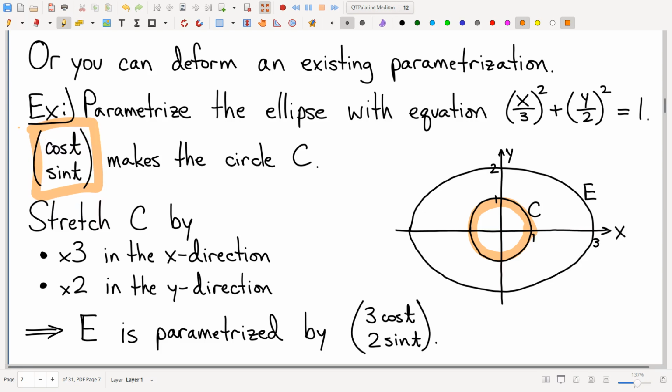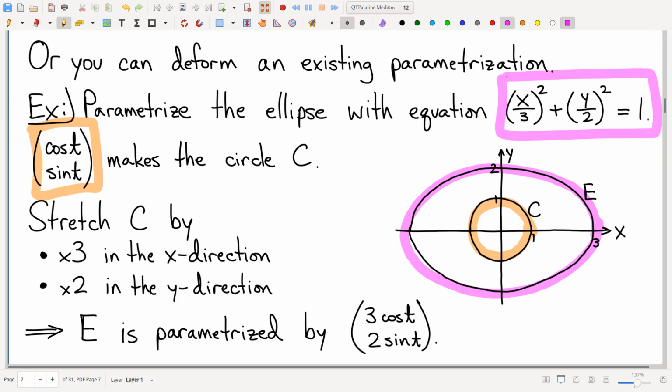So the question comes up, how do I parameterize the ellipse here? Specifically an ellipse with this equation. And again, high school algebra, centered at the origin, x radius 3, y radius 2. I hope you all remember all your high school algebra. How do I parameterize that ellipse?